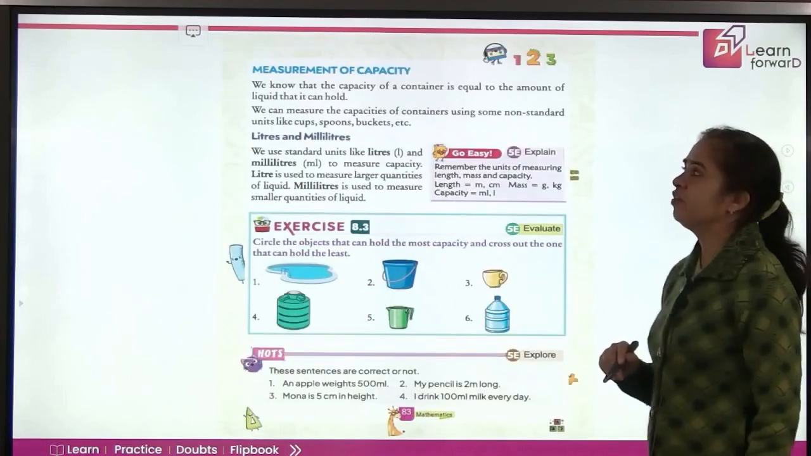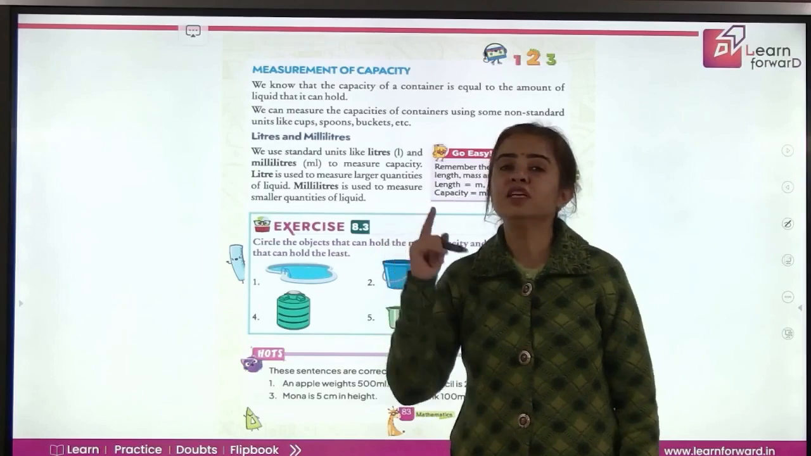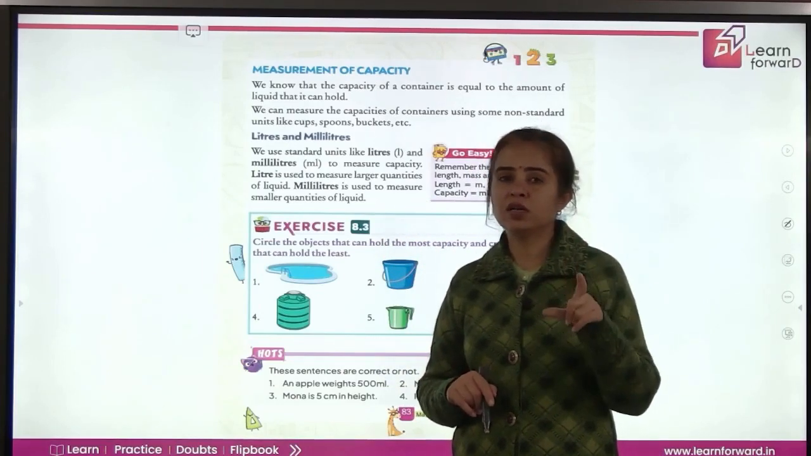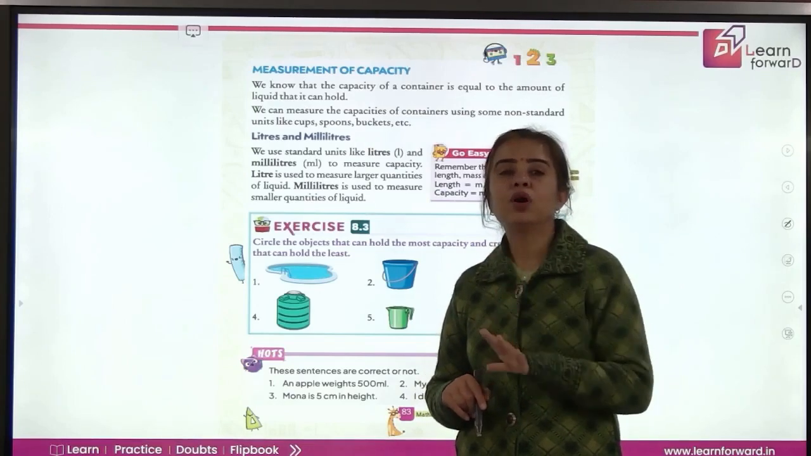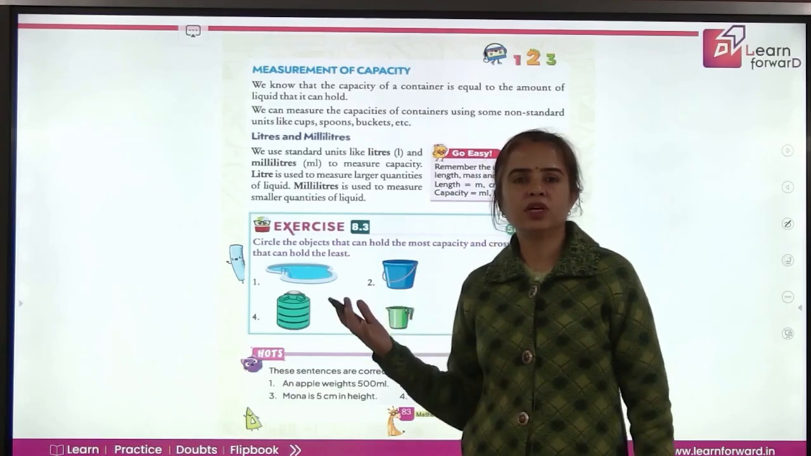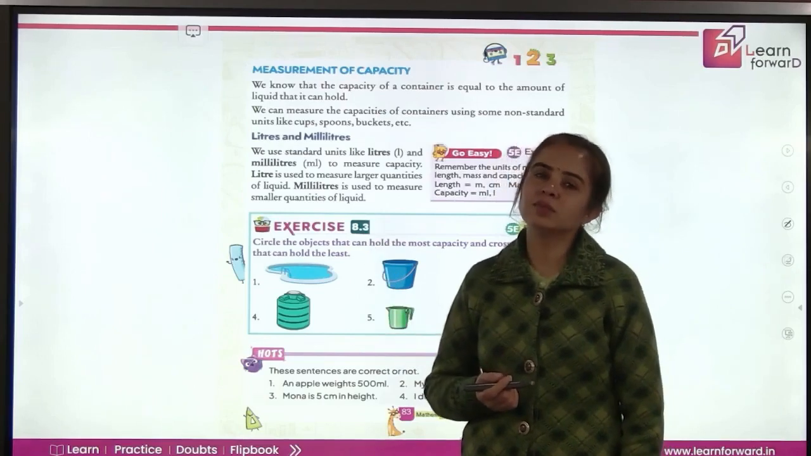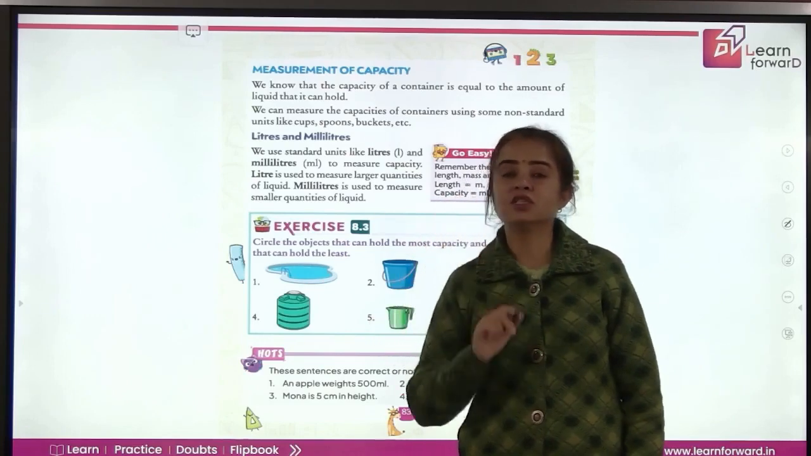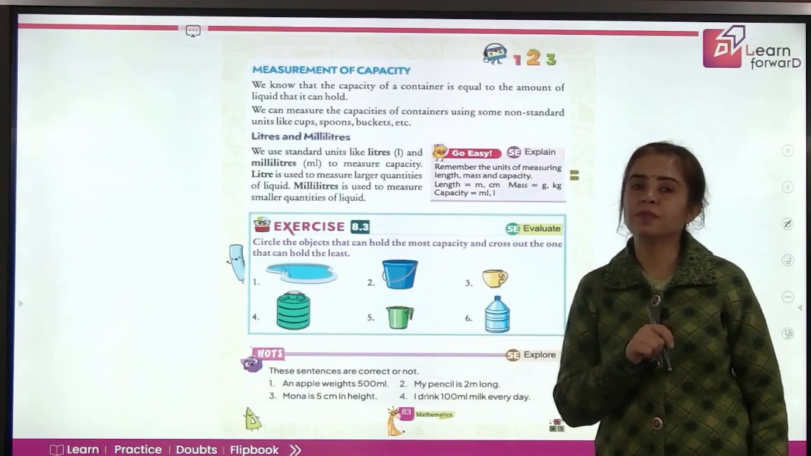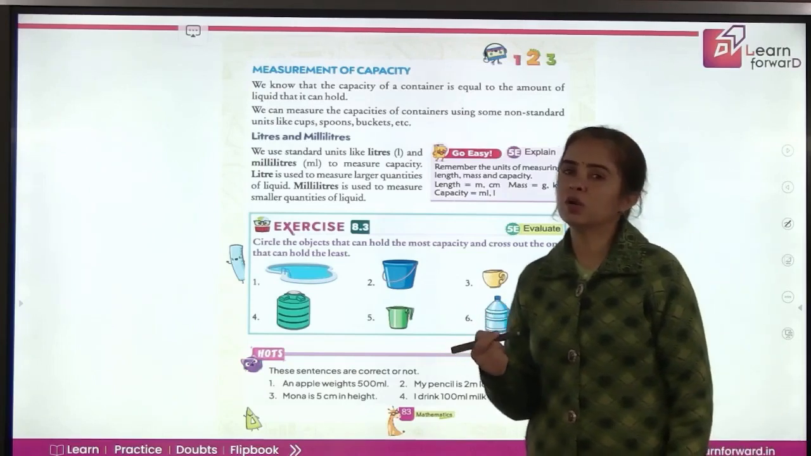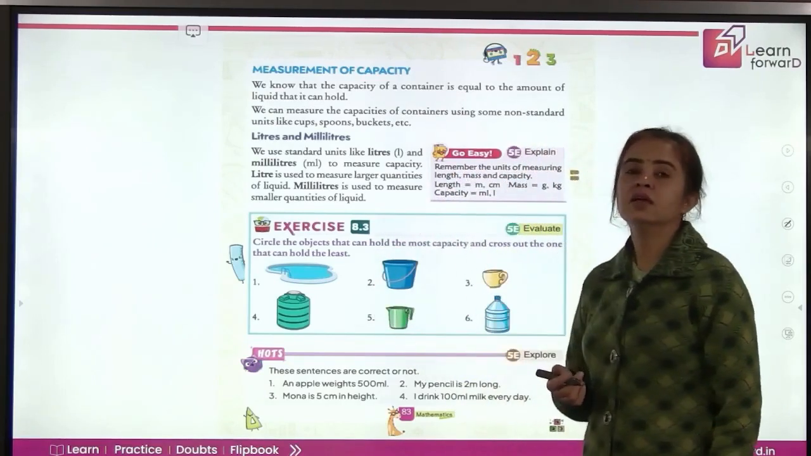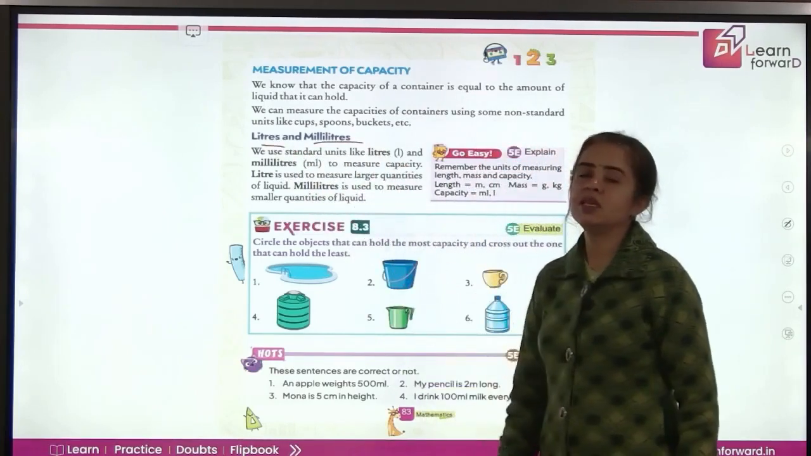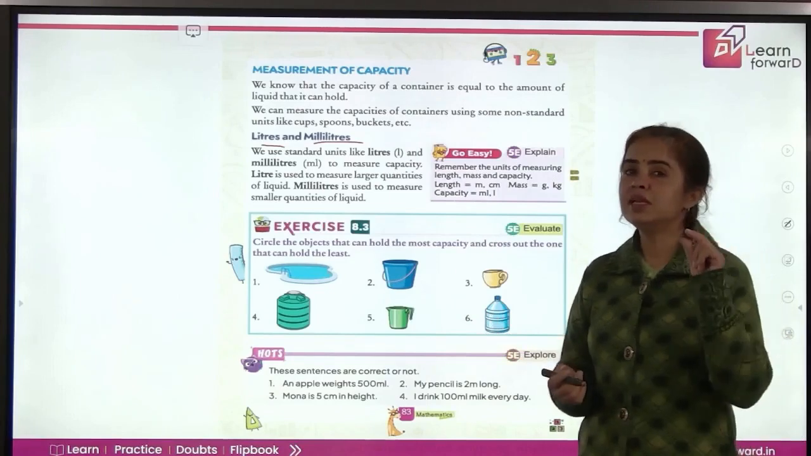Now going ahead, we have measurement of capacity, which is used for measuring liquids. The water you drink, you take them in bottles or in glasses. Then you drink juice, you drink milk. And sometimes when we are sick, we take medicine also. That medicine is taken using a spoon. That is in smaller quantities. So for measuring liquids, we have units that are liters and milliliters. Liter is a bigger unit, milliliter is a smaller unit.